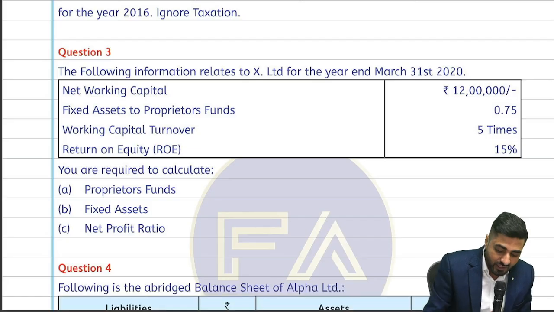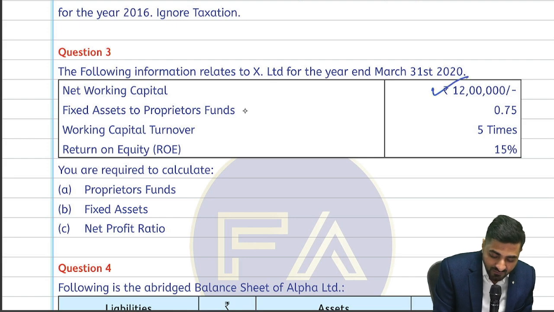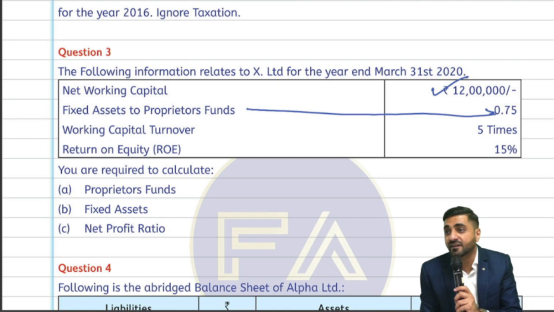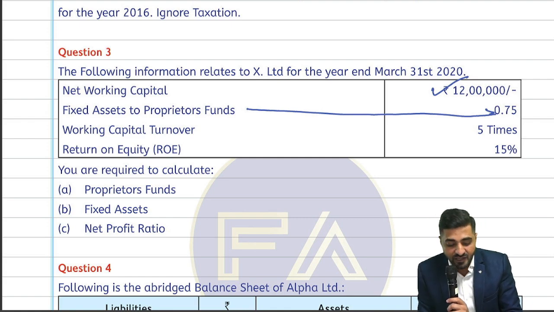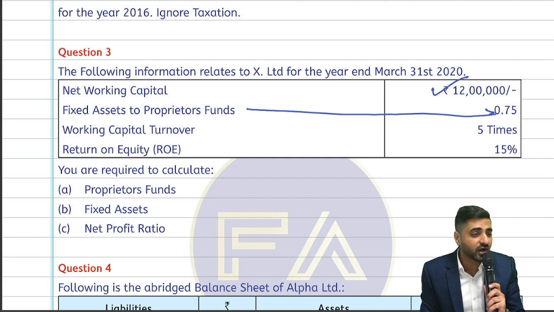Come to this particular ratio. Now tell me, the following is the information. Working capital amount is given. Fixed assets to proprietor's fund is 0.75. Everyone in one voice: on 1 rupee of proprietor's fund, if 0.75 is invested in fixed assets, what about the balance? It is 0.25. Can I say the balance 0.25 is nothing but working capital? Come on, yes or no?